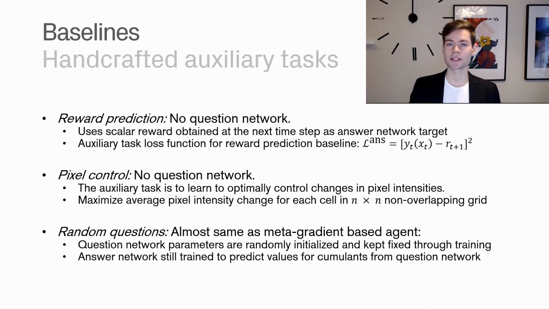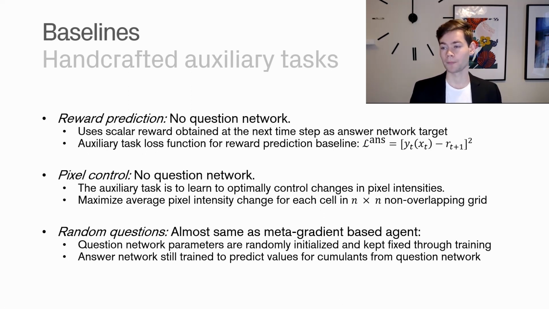The last one is something called random questions, and this is almost the same as the metagradient-based agent. So the architecture is very similar, and we have a question network where the parameters are randomly initialized and kept fixed through training. So we don't update them at the training steps. We just initialize them and then we let them be, just to see what the architecture produces. And the answer network is still trained to predict values for cumulants from the question network. So you train the answer network, but you let the question network be.